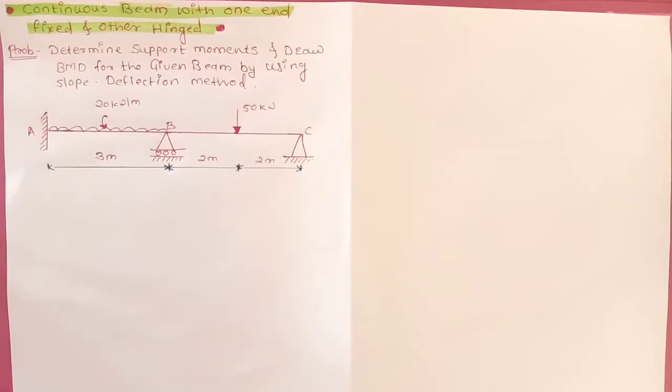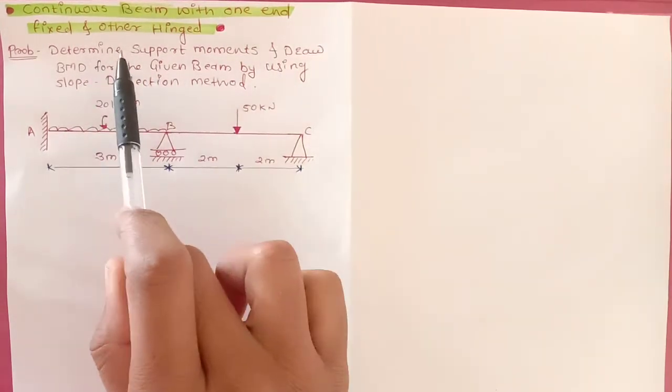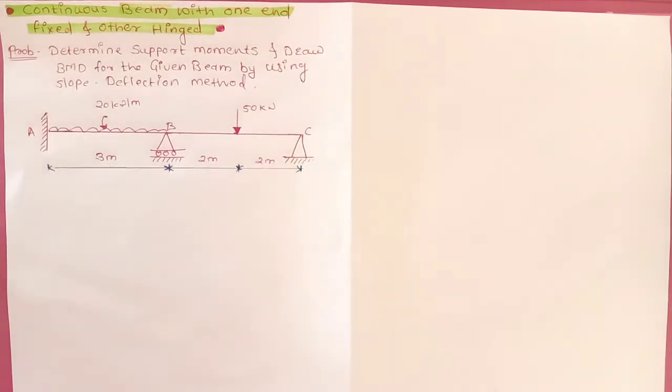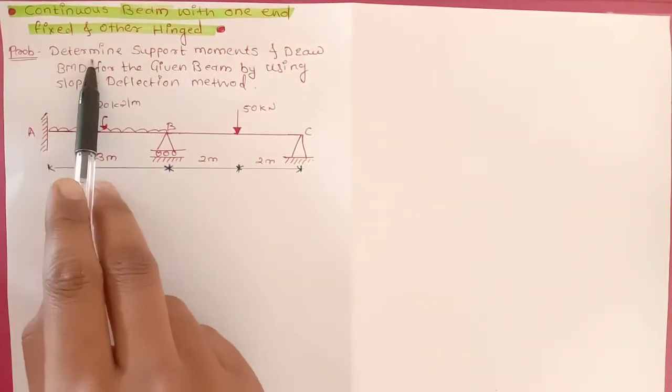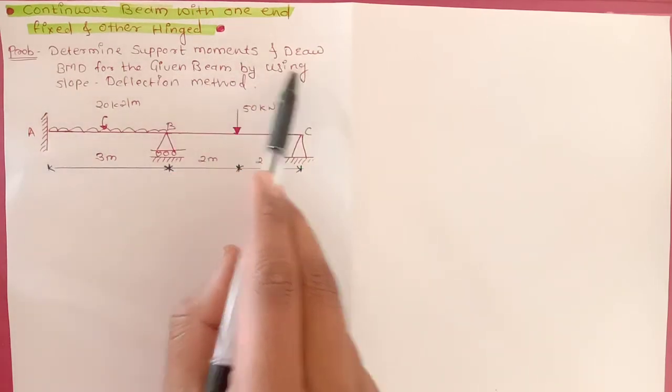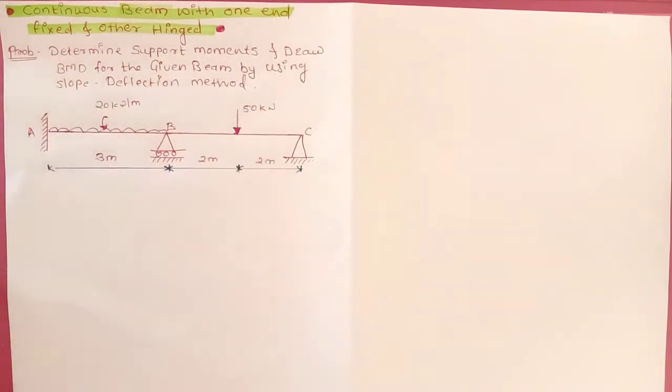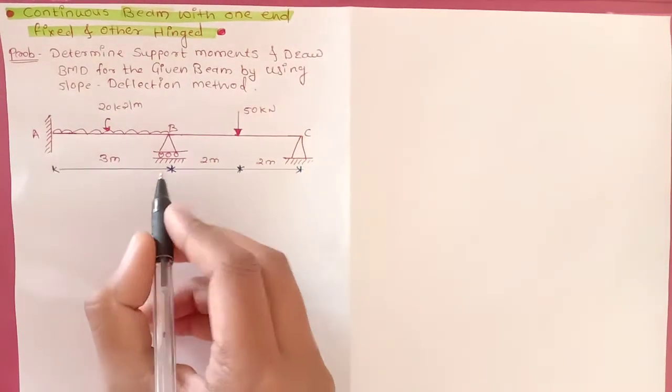Welcome to everyone. In the last video, we solved a problem on a continuous beam with both ends fixed. Today, we will solve problems on a continuous beam with one end fixed and the other end hinged. So, the problem statement is: determine support moments and draw the bending moment diagram for the given beam by using the slope deflection method. Okay, so this is our given diagram.